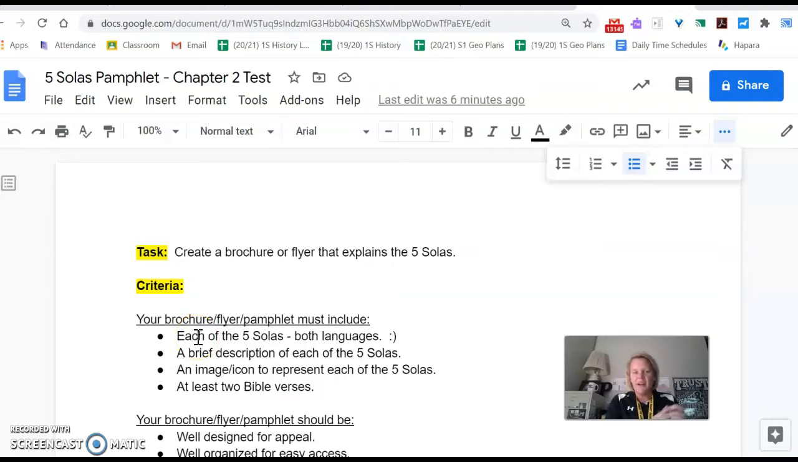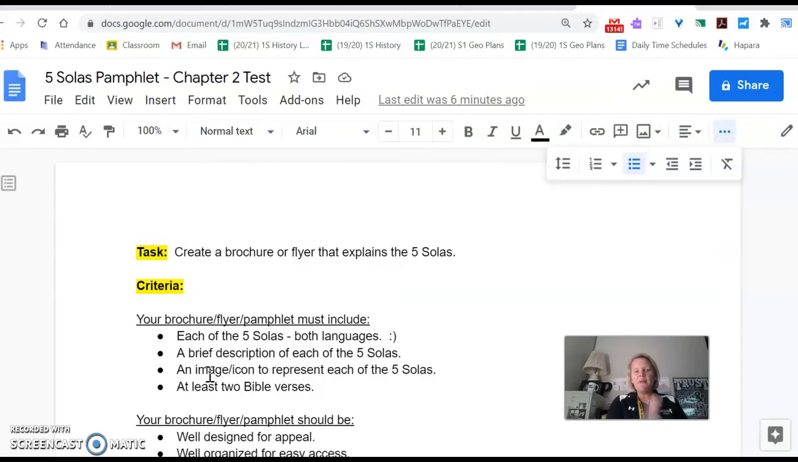So both the, like, by faith alone and sola fide, you're going to want to use both languages on there, and then a brief description of what faith alone means, and then an image or an icon that represents it. So when you think of faith, what little picture or image could you put with that? Because some people are word people and some people are image people. So you're going to include words and images.